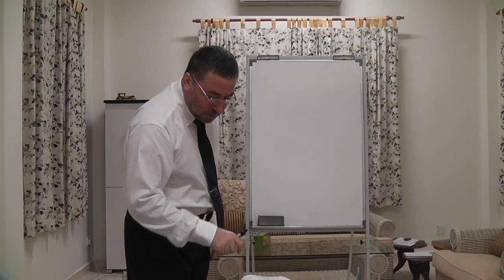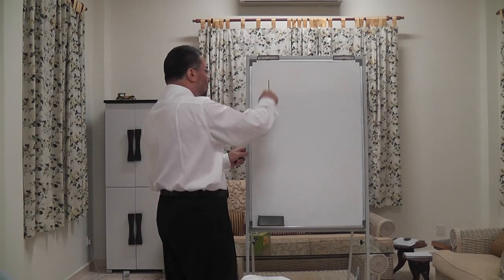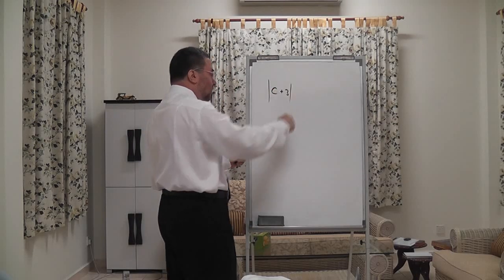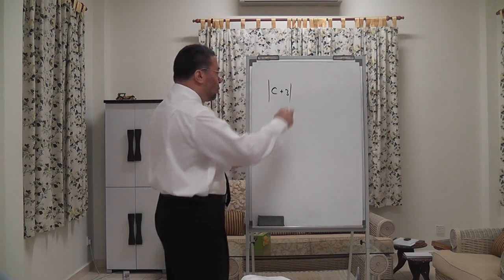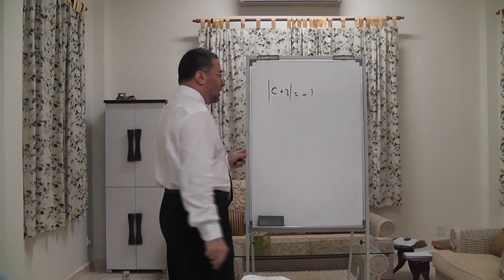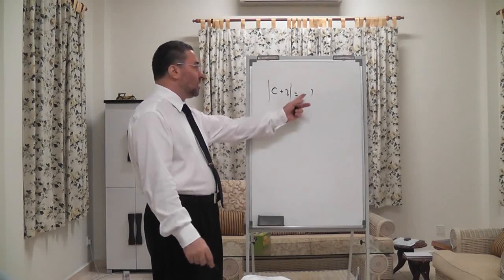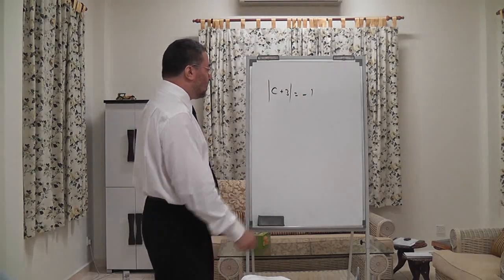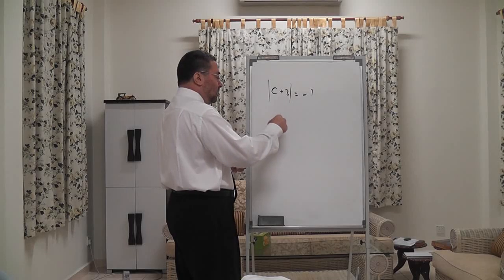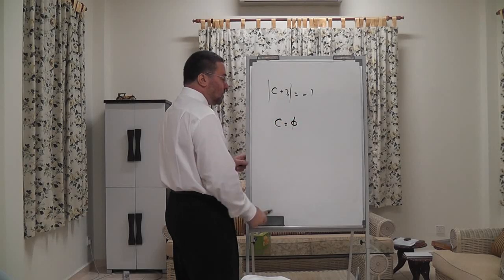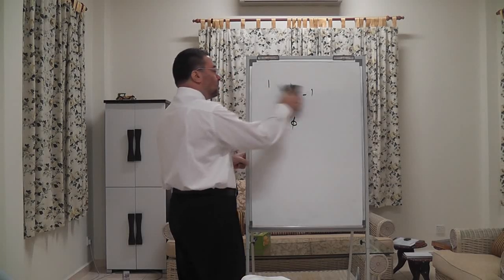Next is number 26, absolute c plus 3 equals minus 1. Here the absolute value is always positive and it cannot be equal to a negative number, so this is an impossible situation, and the answer is c equals null set.